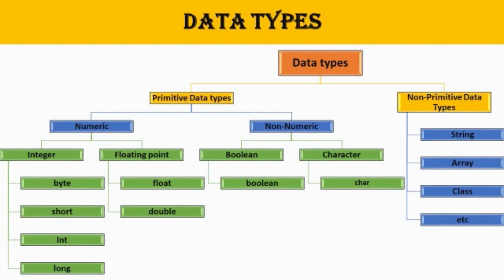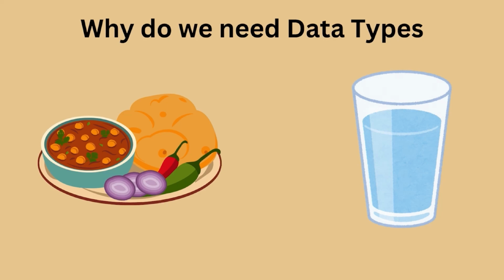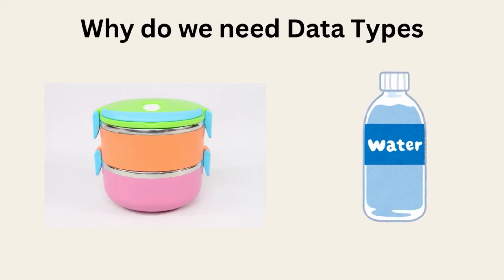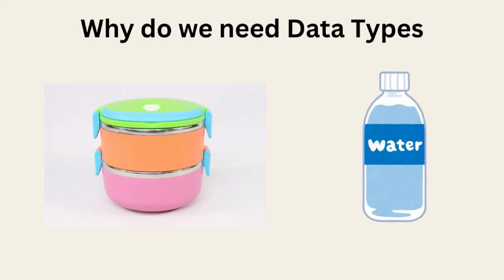To make this even clearer, let me give you a real life example. Imagine you have a lunchbox and a water bottle here. Now, let's say you need to pack some food and water for your lunch. To store food, would you use the lunchbox or the water bottle? Obviously, you would pick the lunchbox, right? Similarly, to store water, will you use the lunchbox or the water bottle? Of course, this time you would go for the water bottle.